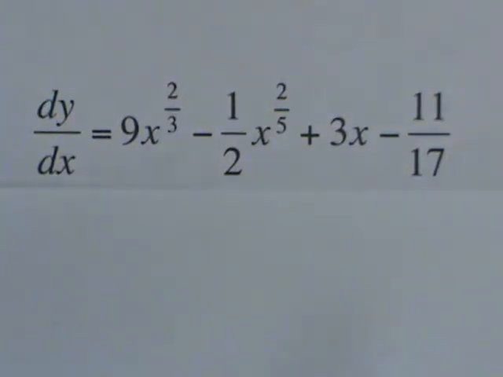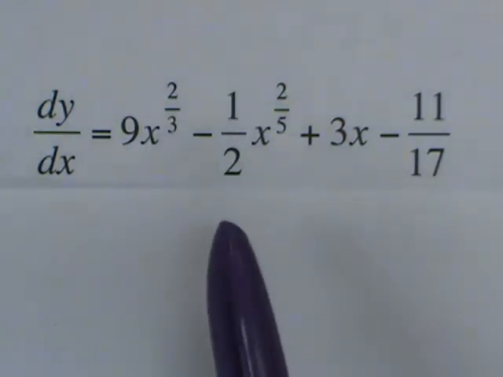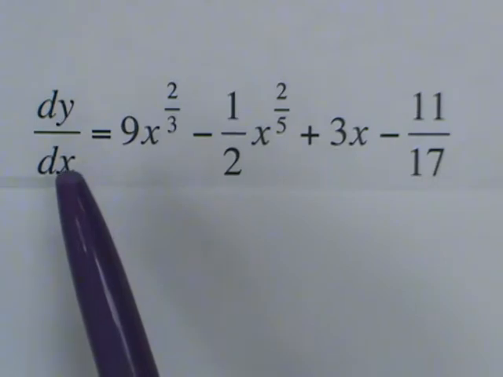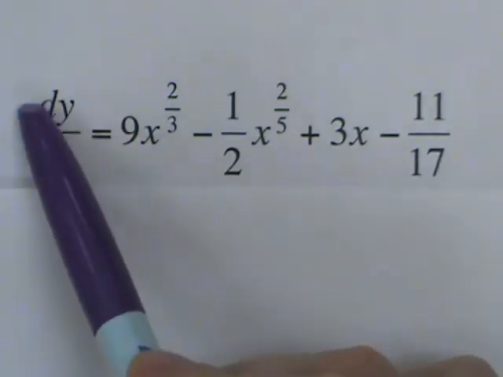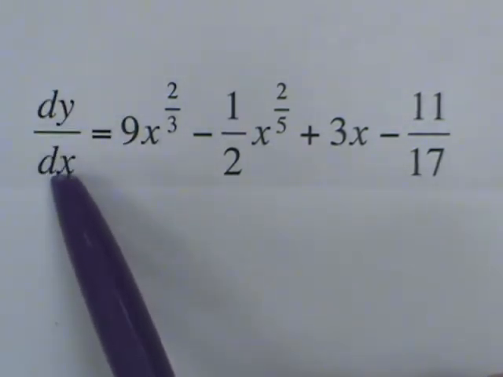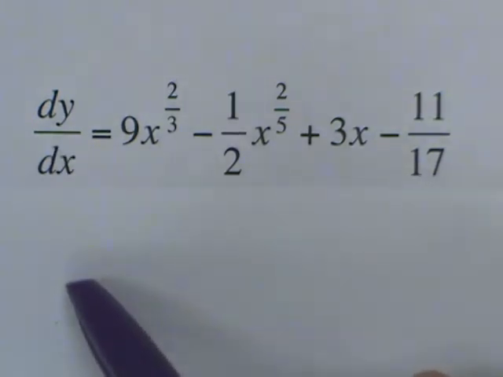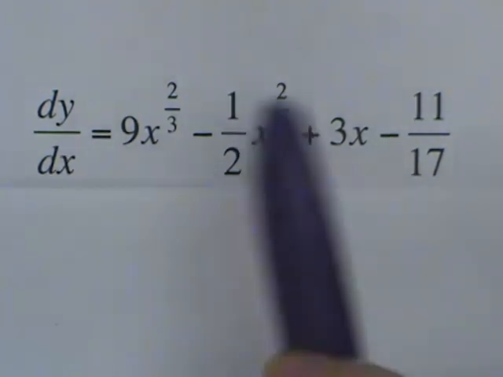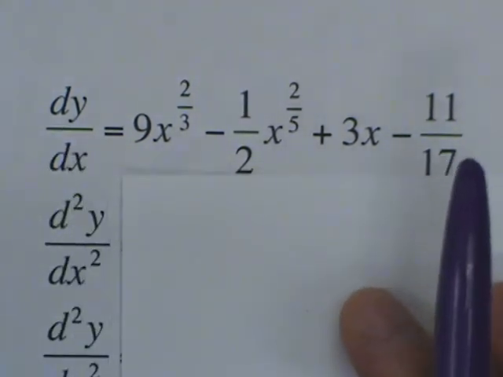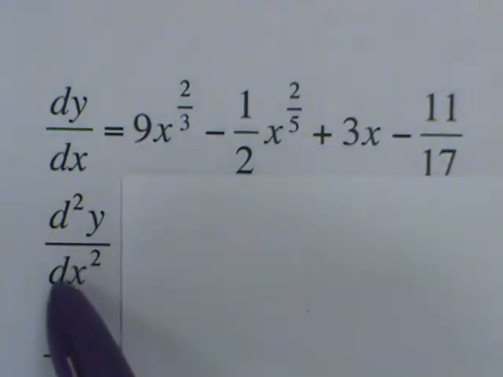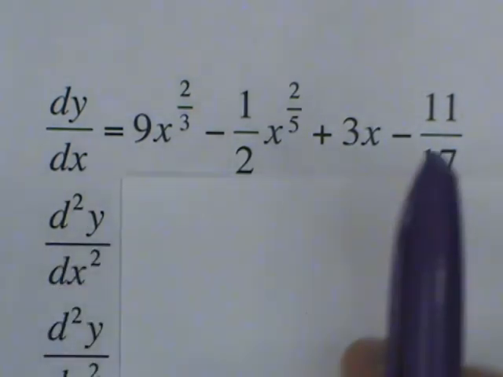Example of taking a derivative using the power rule. A lot of notation here and a lot of ideas going on. We want to start off with the idea that this already says that a derivative has been taken. And so we want to go to the next derivative, to the second derivative. And that notation is written as d squared y over dx squared.